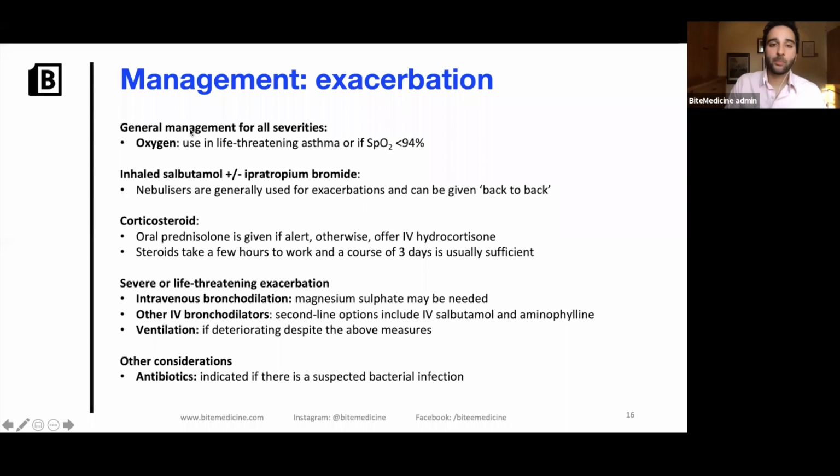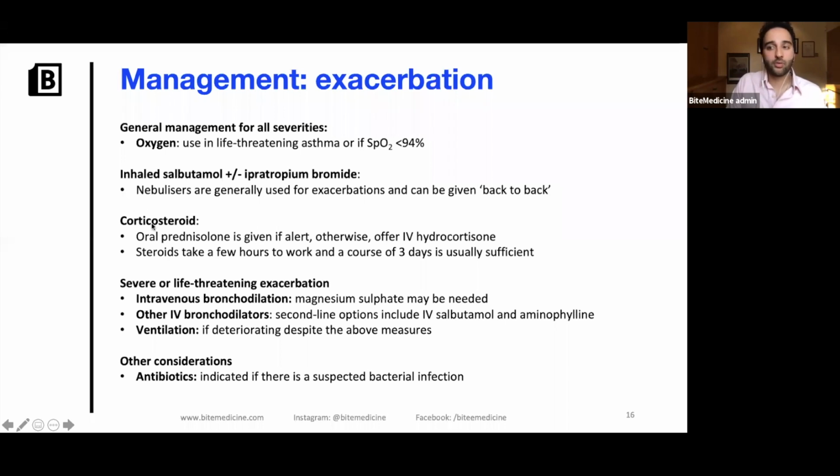Generally, you're going to give all patients with life-threatening asthma, or oxygen saturations of below 94%, oxygen, often via a non-rebreather mask. We're then going to give nebulized salbutamol as your first line, to try and open up those airways. They can be given back to back. So often you'll give 5 milligrams of salbutamol, 1, 2, 3 times in a row, and then you can add on ipratropium bromide nebulizer as well, which works by a different pathway, it's antimuscarinic, which can try and augment the effects of salbutamol as well.